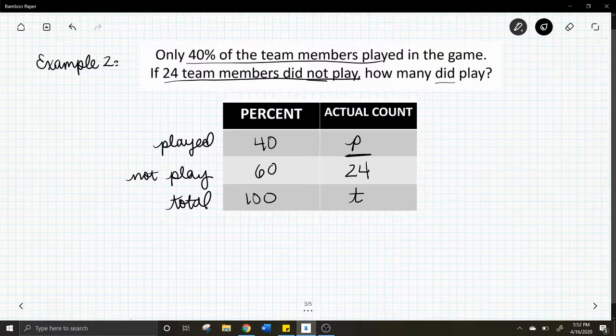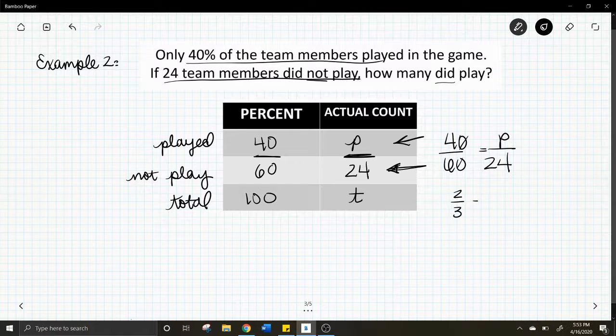Okay, so how do we set up our proportion? We look at the row that has the information we need, and then we look at the row that has complete information. So we're going to look at our second row here because it has 60 and 24 filled out. So let's pull out that information and turn it into a proportion. We're just going to put fraction bars here. 40 over 60 equals P over 24. Now before we cross multiply, I think we should reduce. So 40 over 60 can become 2 over 3.